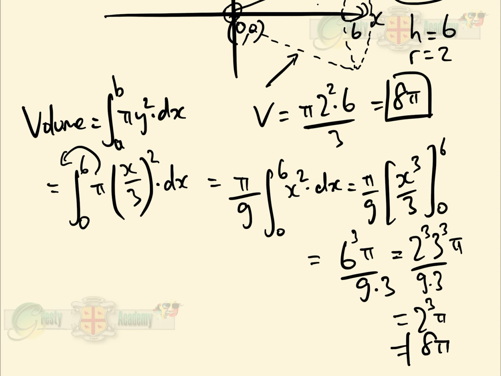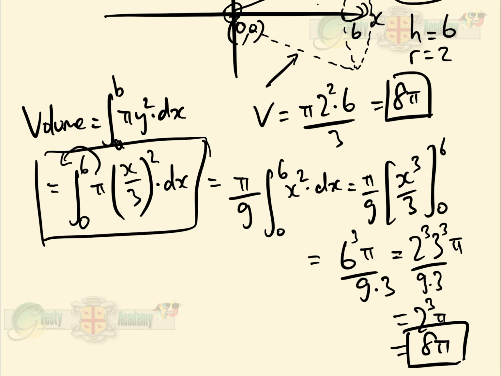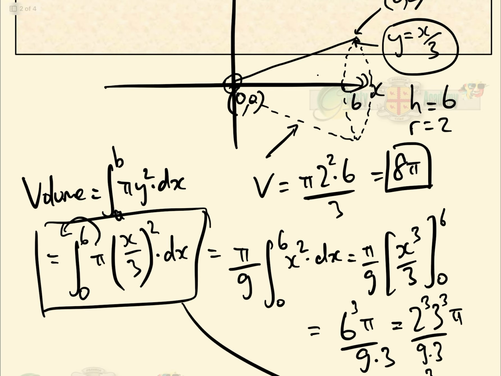which is 8 pi. So we have found that the answer using our volume of revolution formula is 8 pi, and of course using the volume of a cone it is also 8 pi.